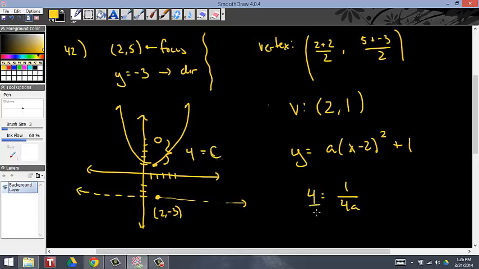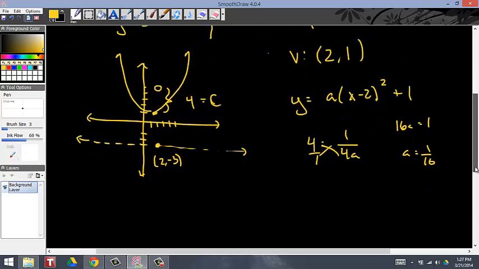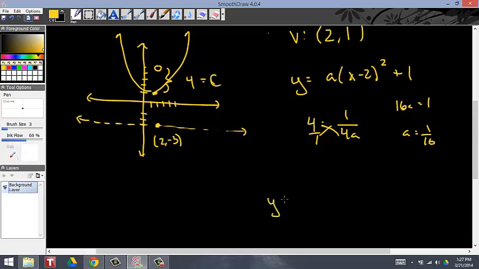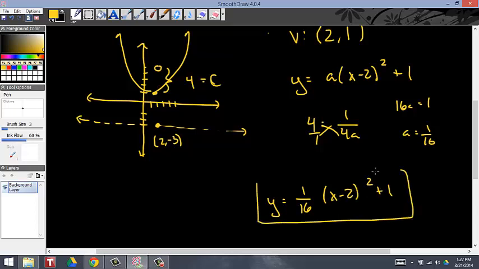So now we just cross multiply. 16a equals 1, so a equals 1 over 16. So your final answer is going to be y equals 1 over 16 (x minus 2) squared plus 1. That's 42, 65.